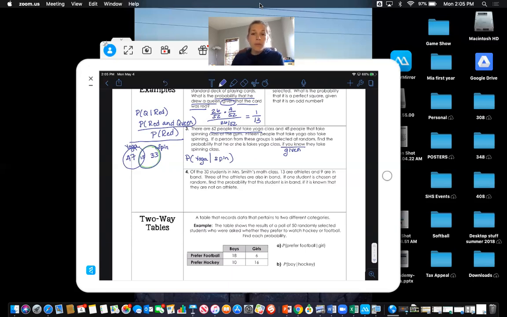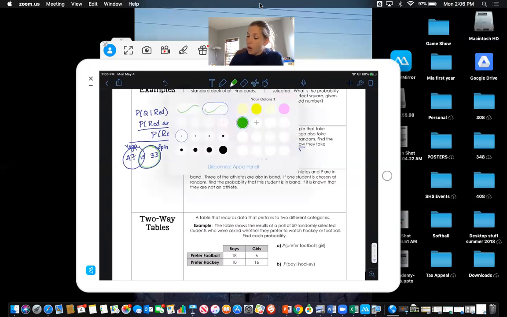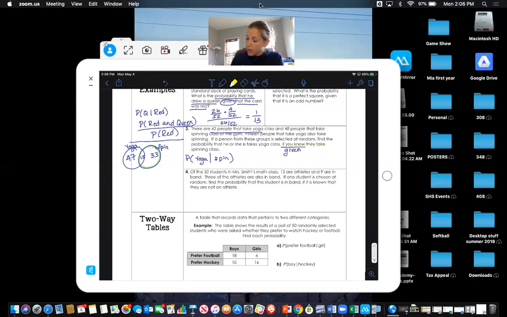Okay, so if a person from this group is selected, what's the probability that he or she takes yoga given they take spin? So here's why a Venn diagram is helpful. Remember what I talked about. If you're looking at a given, you are limiting your sample space. So the only people that I am allowed to look at, because we know they take spin, is this group of people, because I know they have to take spin. So I limited my sample space with that given. Of those people, there are a total of 48 people.